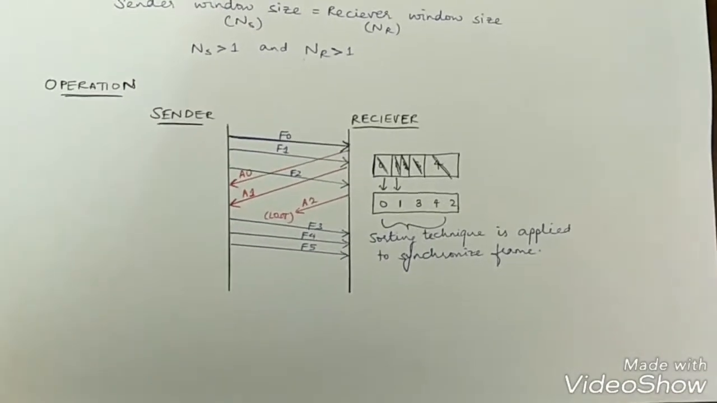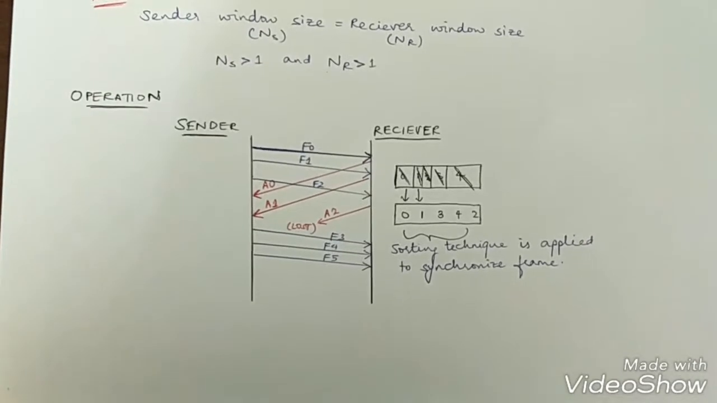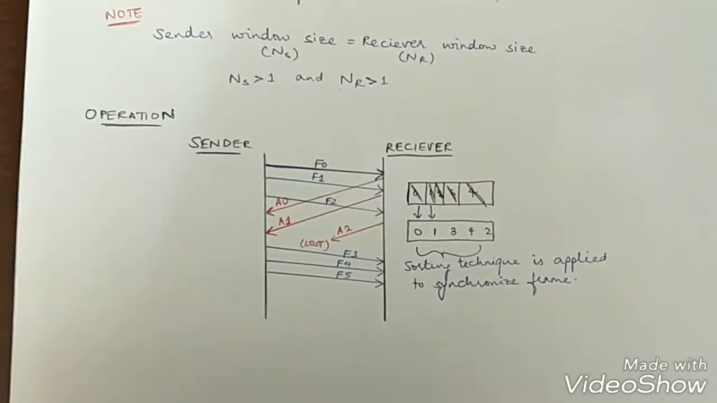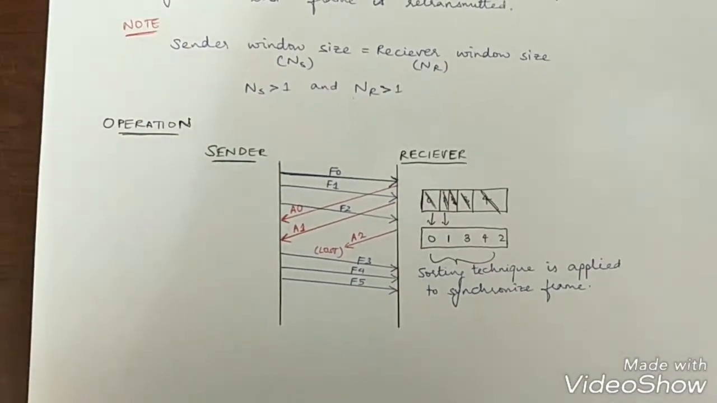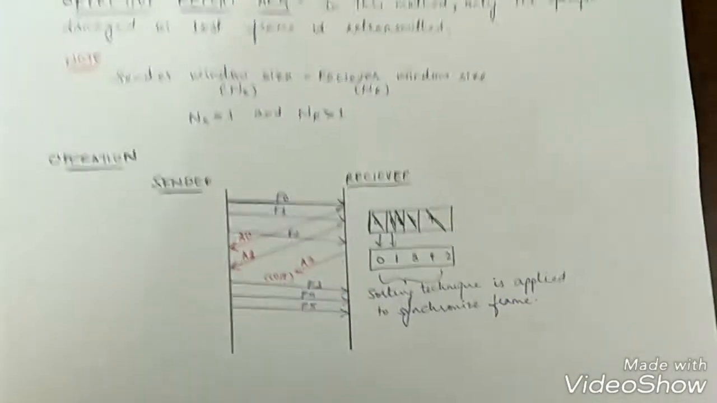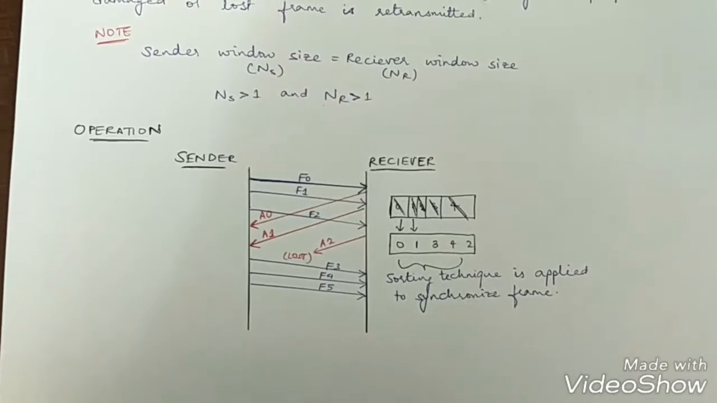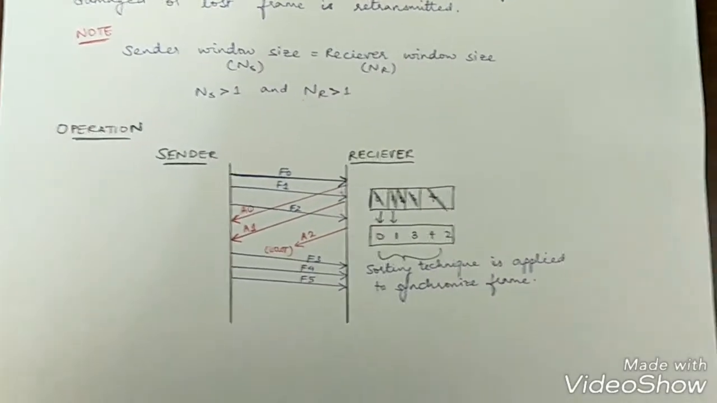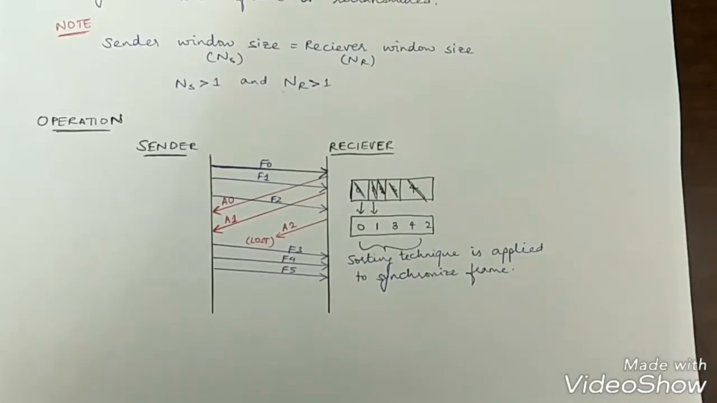Now, if frame 2 is received after frame 4, then the sorting technique can be applied to synchronize the frames. So this is how selective repeat ARQ is processed. Thank you.